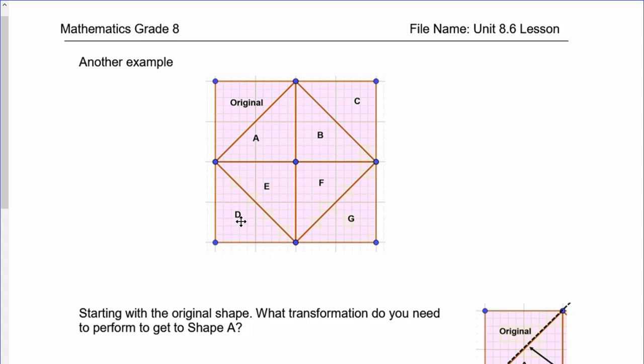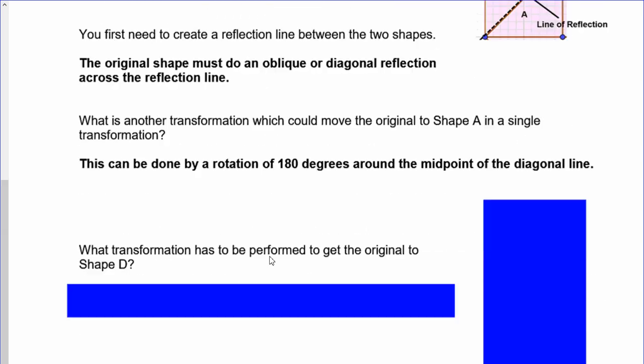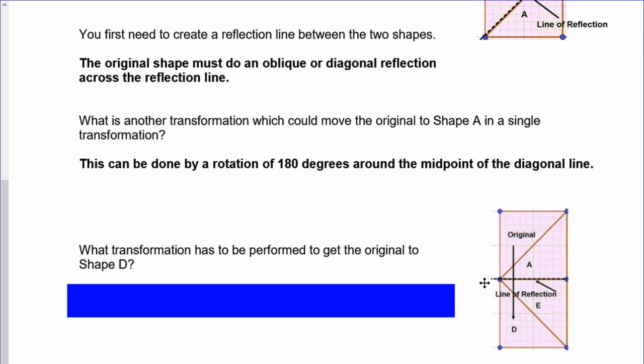Okay, so to get this to happen, I am going to be doing this. You can see right here. I'm going to do a reflection across this reflection line right there. And it's going to be a vertical reflection across this reflection line. And that will get that down to here.